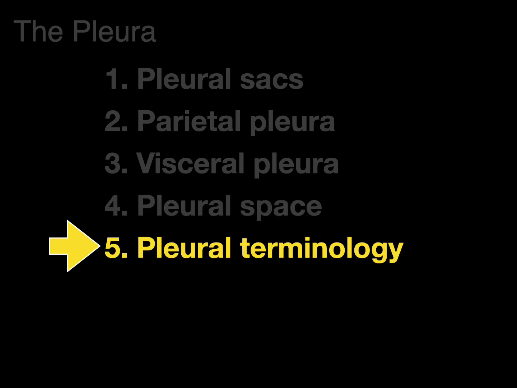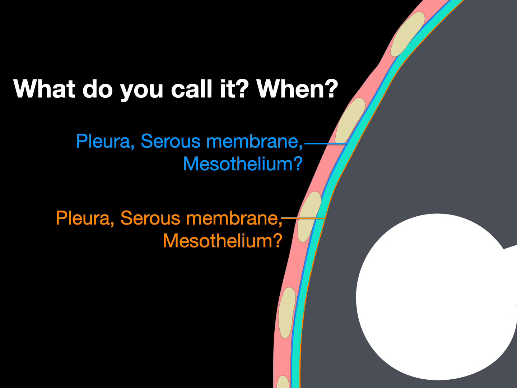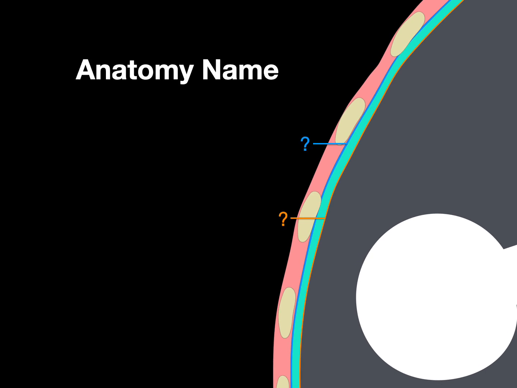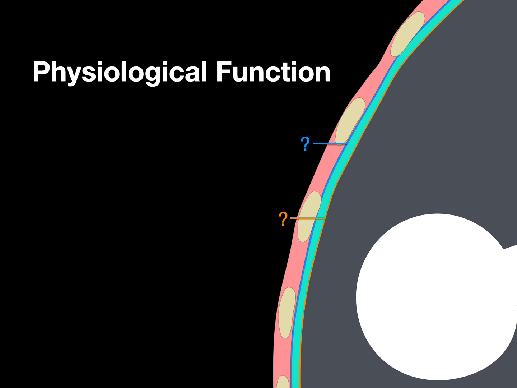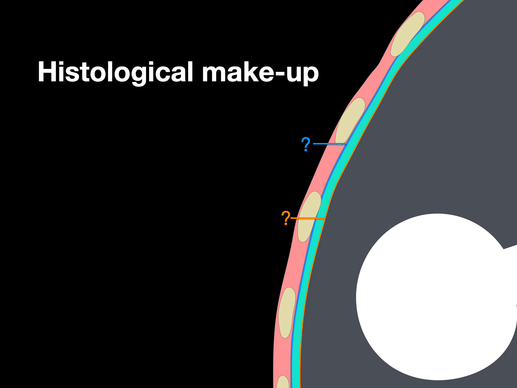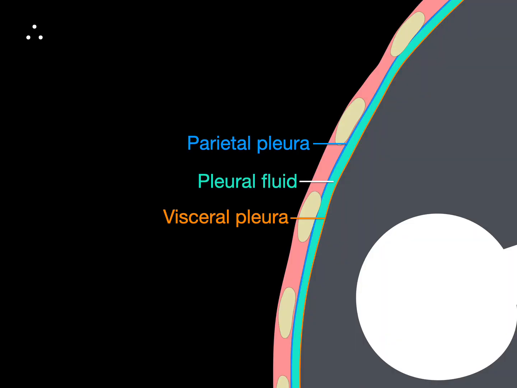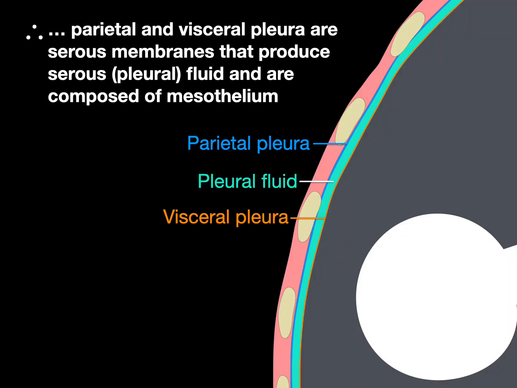And finally, pleural terminology, which is things that confuse Dave Morton. Like, what do you call it and when with all these words? Well, anatomists look at this pleura and they say when it lines the wall, we'll call it parietal pleura, and the organ itself, we'll call it visceral pleura. But what's its function? Well, they're serous membranes because they make serous fluid that we call pleural fluid. Well, what's the histological makeup? Well, it's made up of mesothelium. Therefore, parietal and visceral pleura are serous membranes that produce serous or pleural fluid and are composed of mesothelium.